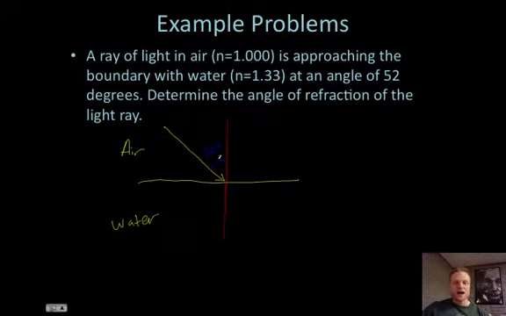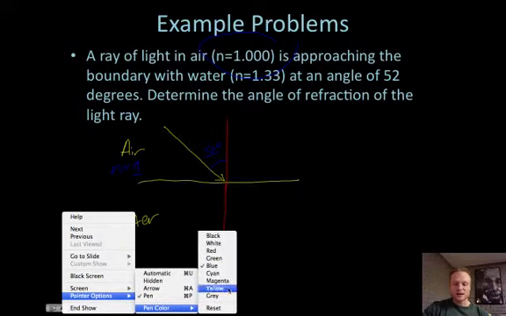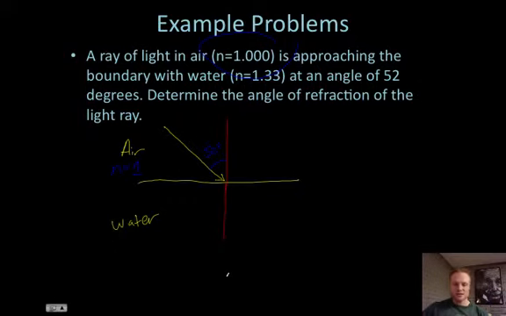And what I'm wondering is, well, first, what is the N for air? What is the index of air? Well, that would be N equals 1, right? I give that to you right up here. And what is the index for water? I'm just going to change pen colors here because that's so dark it's really hard to see. The index for water is N equals 1.33.